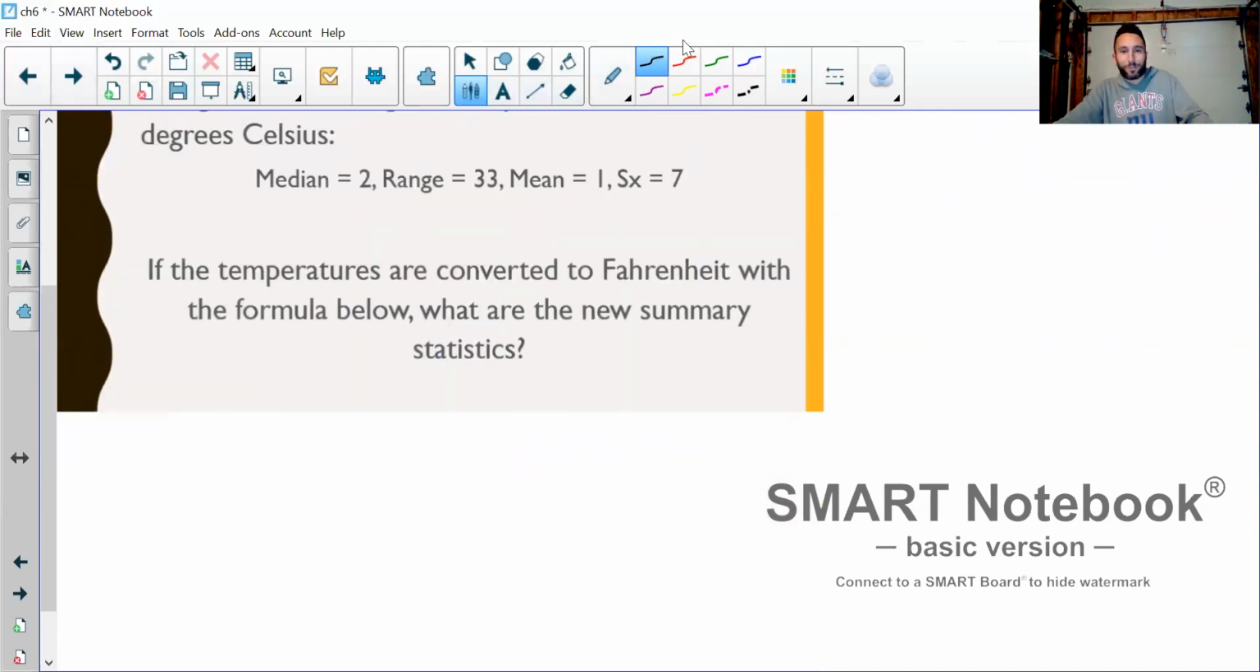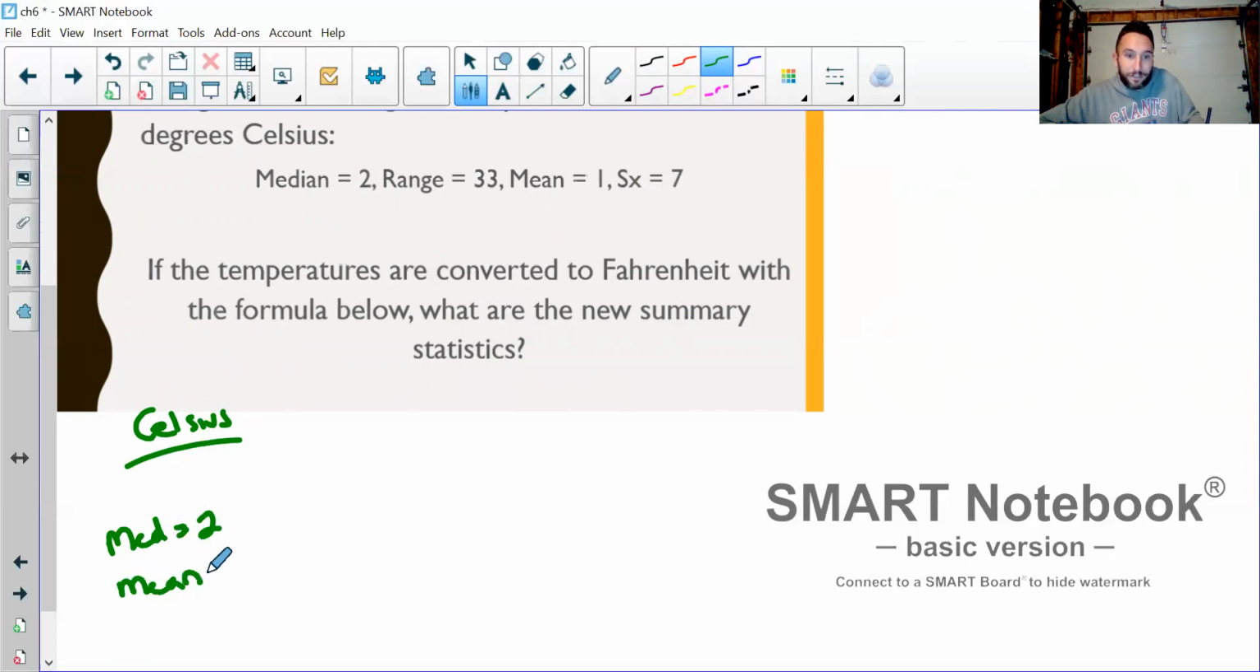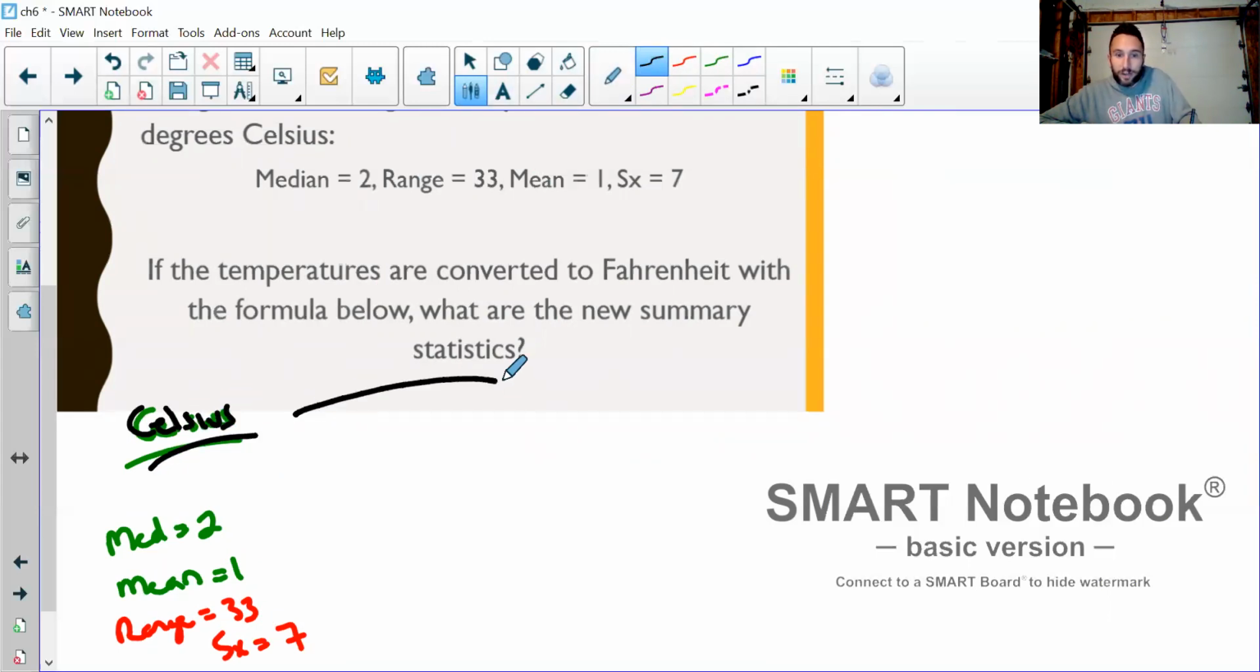Maybe you're worried about the temperature of the climate. That's legit. That's fair. So this person, maybe they're going to, I don't know, McGill University in Montreal or they're going to school in Europe, because all of their temperatures are in Celsius, which I should not have written in green because I'm trying to only keep my measures of position in green. But our median is 2. Our mean is 1. The range is 33. And the standard deviation is 7. And we want to know what the new summary statistics are if we convert everything to degrees Fahrenheit.